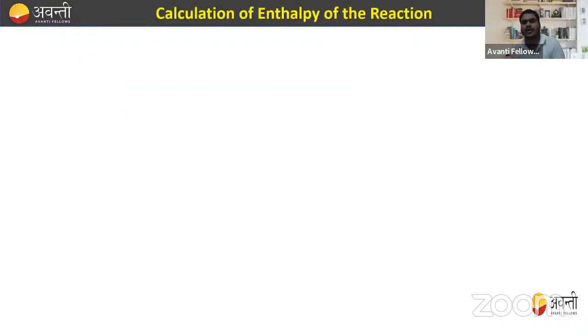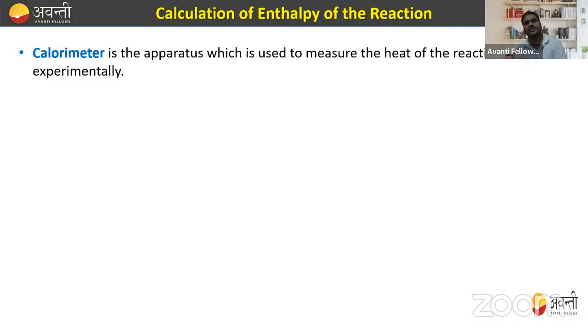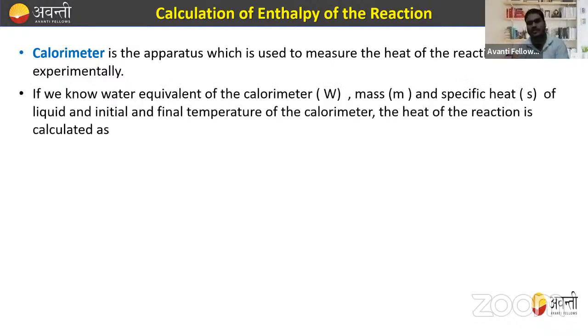Okay, so how will you calculate enthalpy for a particular reaction? If some reaction is going on, how will you calculate the enthalpy of the reaction? Basically, the calorimeter is the apparatus which is used to measure the heat of the reaction. Calorimeter is the apparatus that we use to measure the heat of the reaction experimentally.